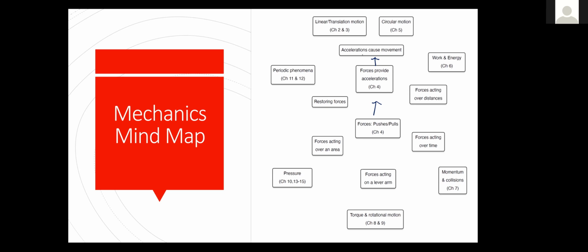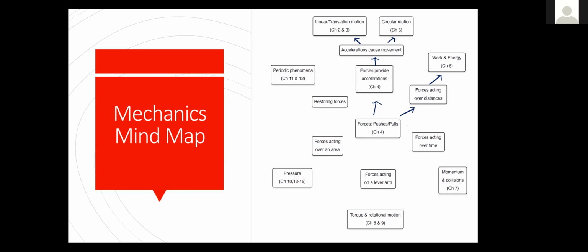Now, this motion includes a linear or translational motion, or it can be a circular motion. And these are all fundamental to understanding how objects move in general. Now, forces can also act over distances. And when forces act over distances, they do work, which ties into energy concepts, which we'll cover in chapter 6.